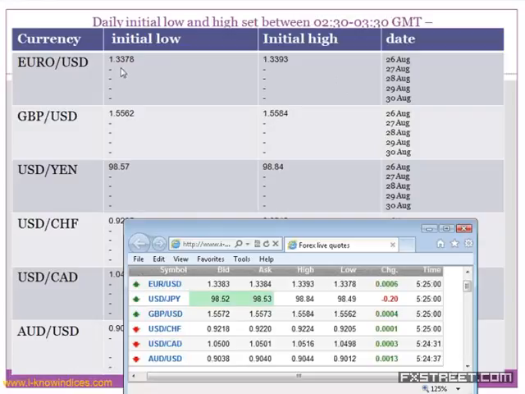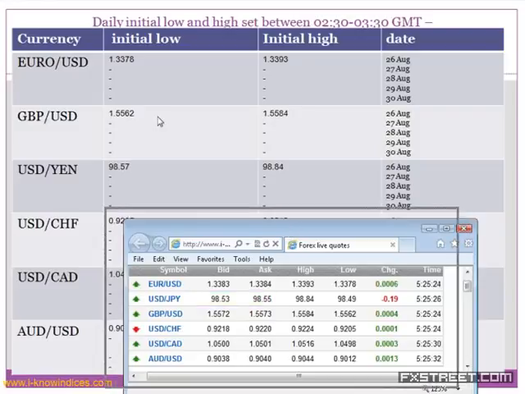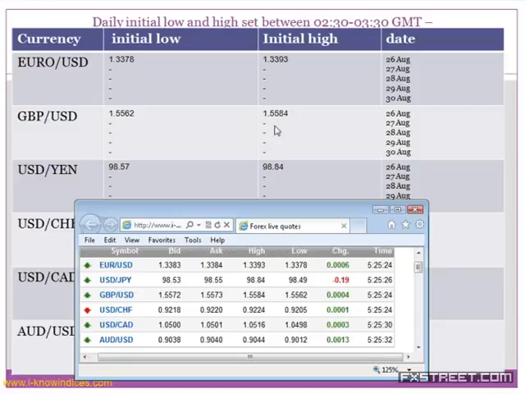Now euro formed the low 1.3378, which is not breached, and 1.3393 is the high, which is also not breached. The initial lows and the highs are not breached, and you come across very narrow range swings happening, and avoid taking positions when they are making such narrow moves. And if the spread becomes more than 40 pips between the initial high and the low, or the recent high and the low, then if you try to take positions, you will be able to really see some good profit. In the case of GBP, 1.5562 is the low and 1.5584 is the high.